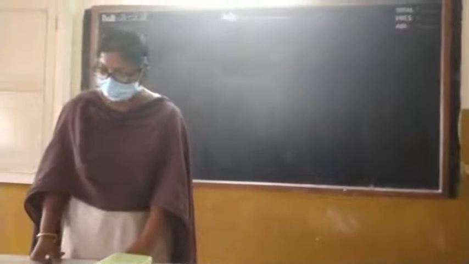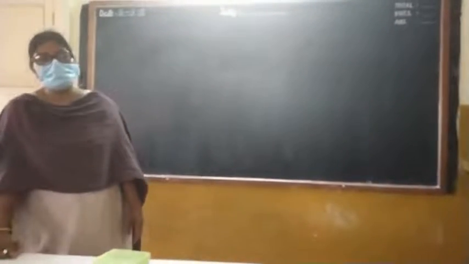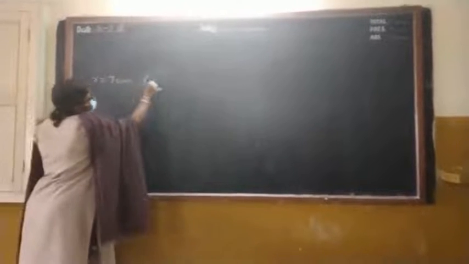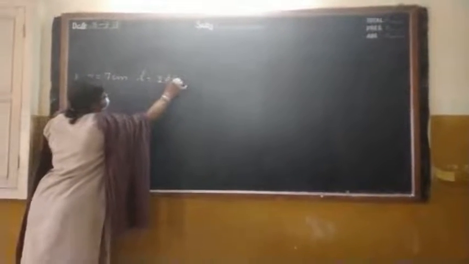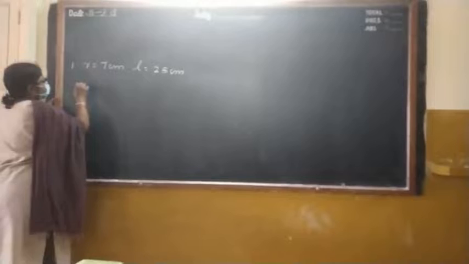with radius 7 centimeter and slant height 25 centimeter. So here slant height L is given. So first you have to find out H. Okay. So first R is equal to 7 centimeter, L is equal to 25 centimeter. So H you have to find out.